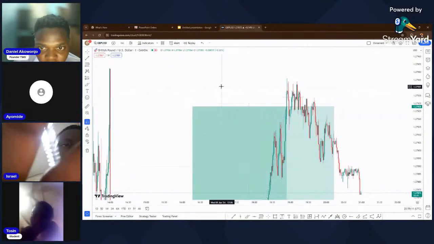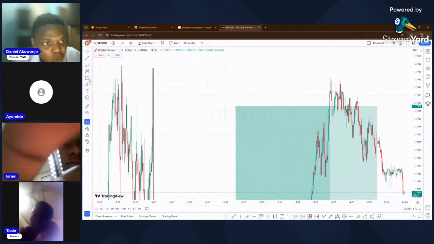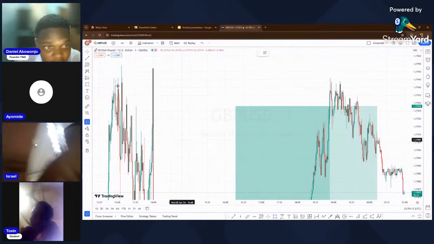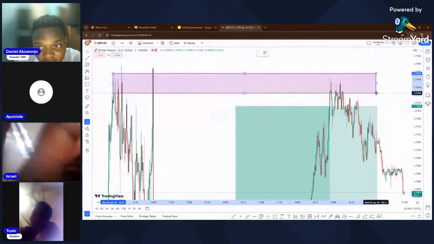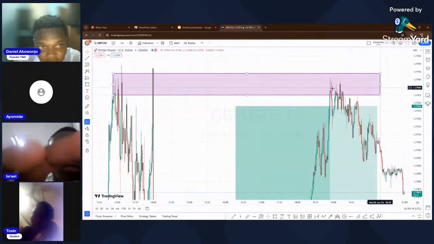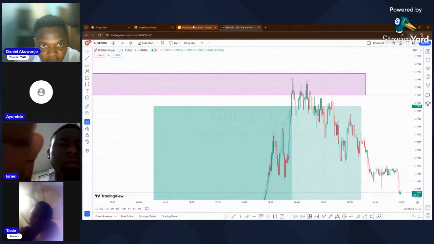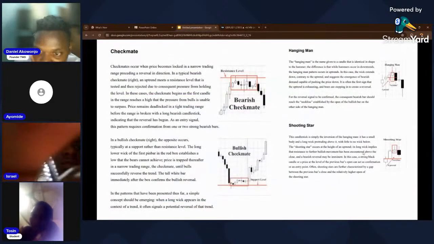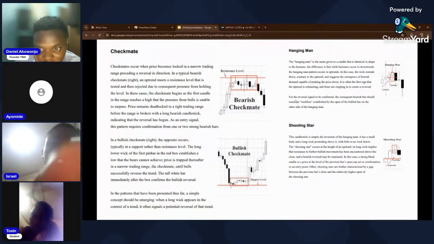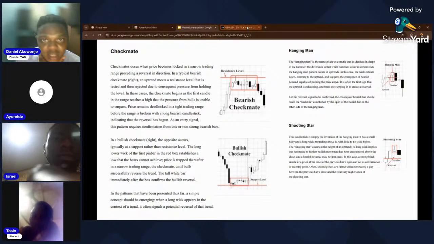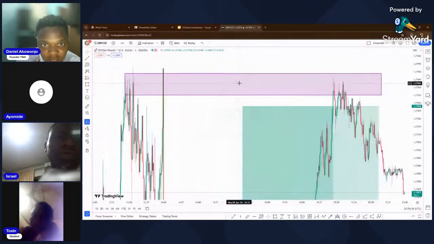So now this is a resistance zone. If you guys are watching, this is a resistance zone, okay? Immediately price got to the resistance zone, price created this shooting star. Does that make sense? It means that price has encountered a resistance, and the bearish people should start taking charge of the market. Do you understand what this resistance zone means?